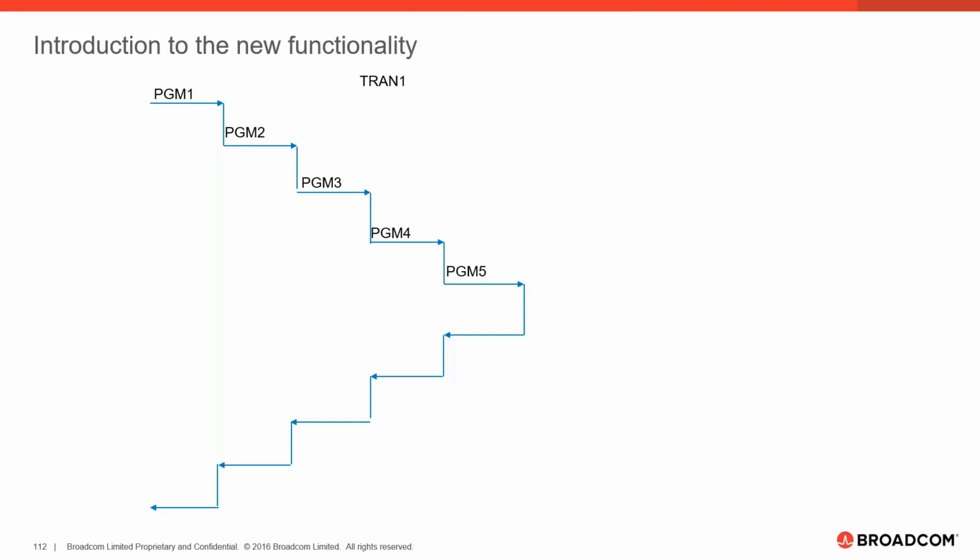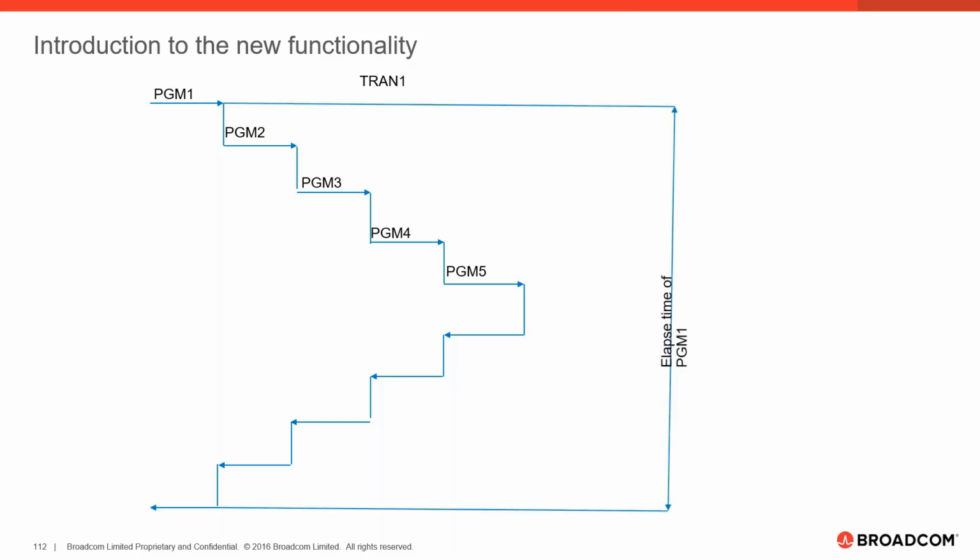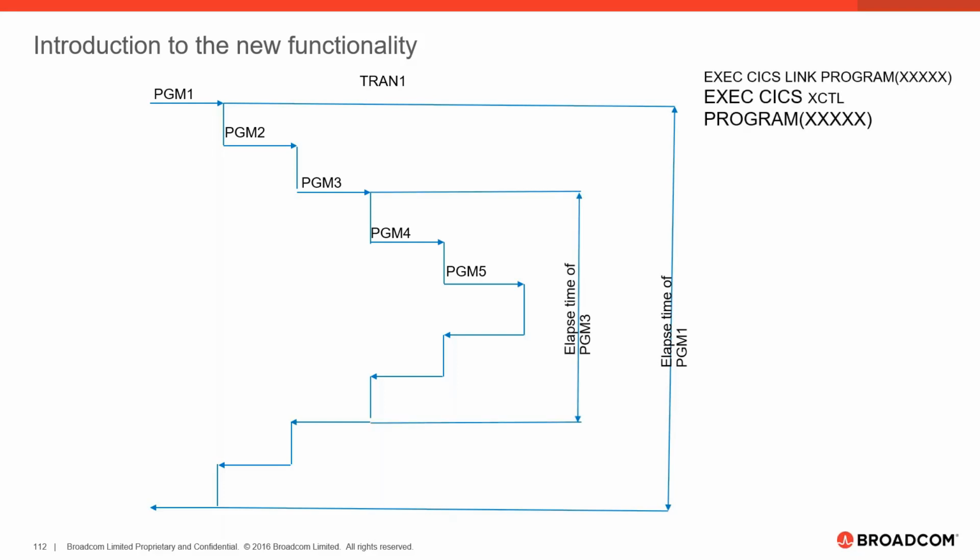Let's say a transaction 1 issues 5 programs, and program 1 calls 2, program 2 calls 3, and so on, and program 5 returns to program 4, and program 4 returns to program 3, and so on. For this scenario, we calculate the elapsed time for program 1 from when it is invoked to when it has ended. To calculate the elapsed time of program 3, we take when it has started and when it returned to program 2. This is how we calculate the elapsed time, and we support all the IBM supported transfer control for this new functionality.